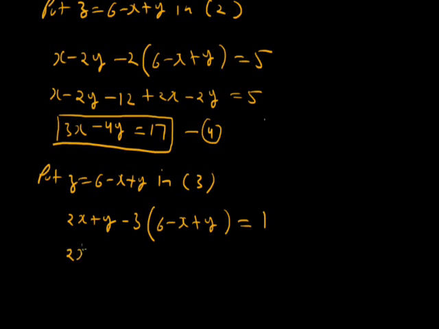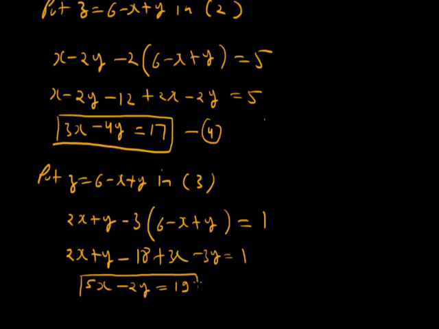Now open the brackets. 2x plus y, that is plus, minus 3 into 6 is minus 18, minus 3 into minus x is plus 3x, minus 3 into y is minus 3y, equals 1. So 2x plus 3x, that is 5x, plus y minus 3y is minus 2y, minus 18 we will shift, so it will convert to plus 18, that equals 19. So this is equation 5th. 5x minus 2y equals 19.